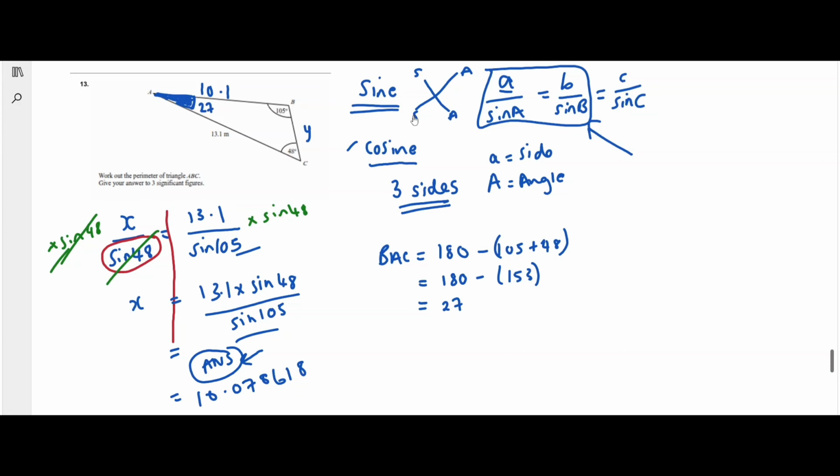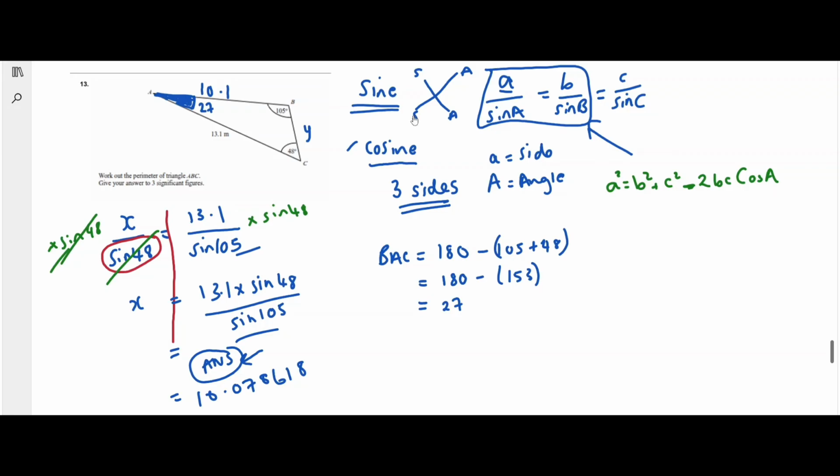Now, cosine rule, I'm going to draw in a different colour for you. When you're finding a side, cosine rule is written like this. A squared equals b squared plus c squared minus 2bc cosine a. That's for when you're finding a side. It is rearranged for you for when you're finding an angle. So you can use the other one, the rearranged one that starts with cosine a, if you're finding an angle.